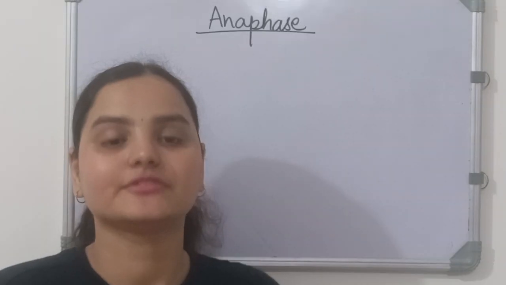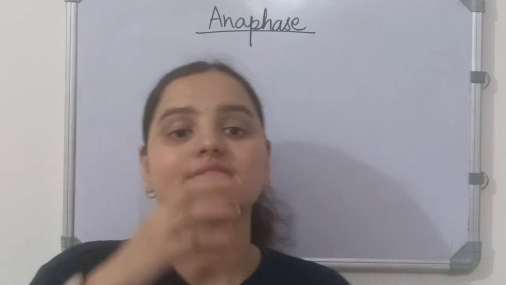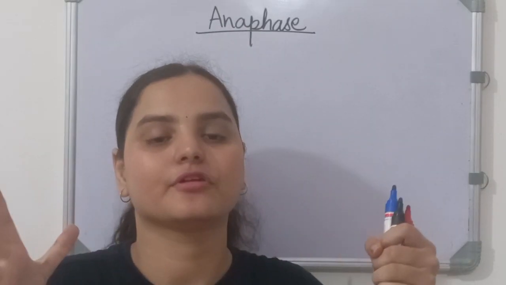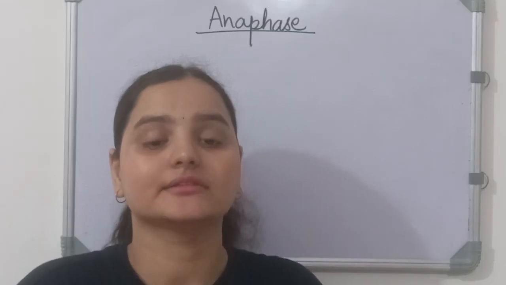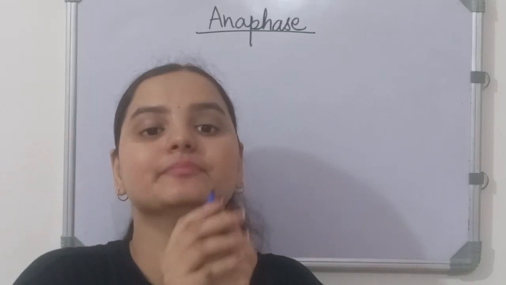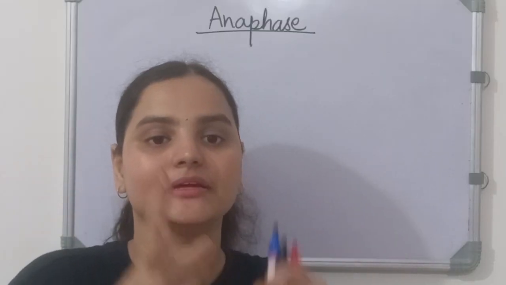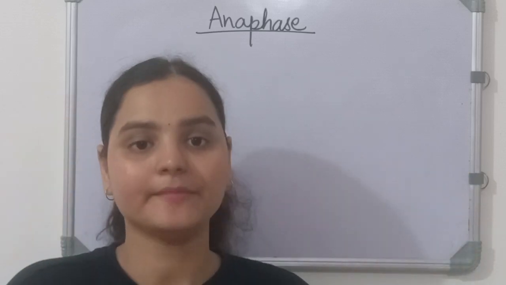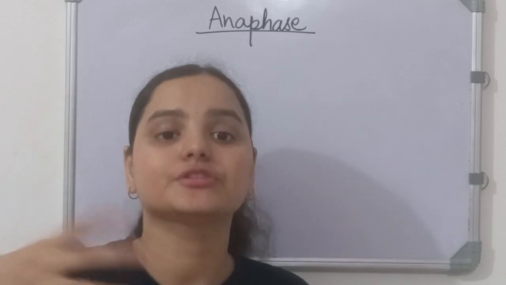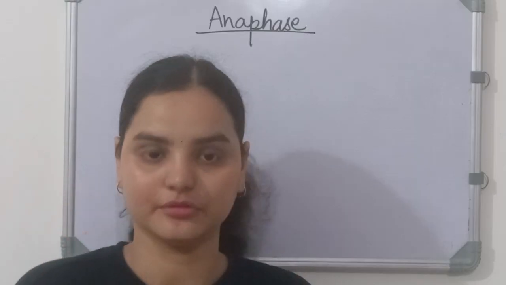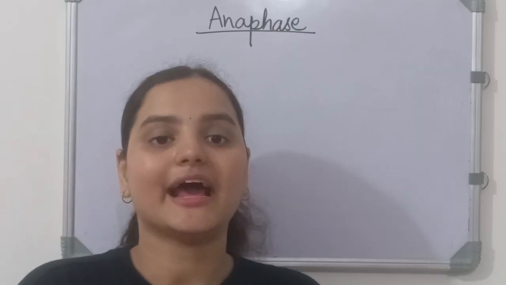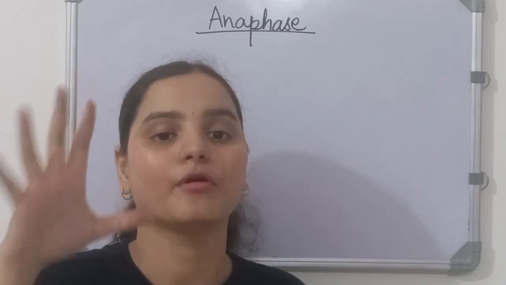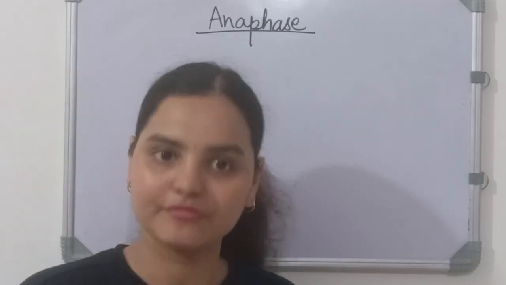In anaphase, what happens? The centromere splits and divides from the center. The sister chromatids, after being separated from the centromere, move towards the opposite poles with the contraction of spindle fibers. Now next, what happens in case of animals? A small furrow is formed. I will explain everything very simply.